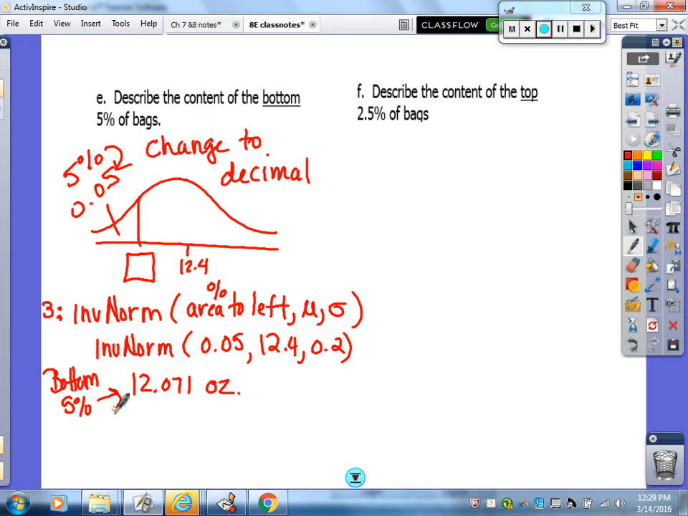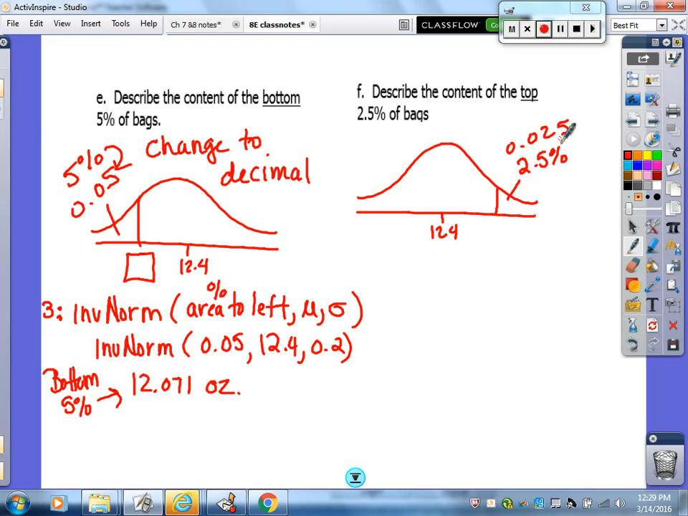All right, so that's if they tell you a bottom. Remember, we need area to the left. So look at the next question, however. So here again, we got our curve, 12.4. This says the top 2.5%. All right, change it to a decimal, 0.025. So I'm looking for this cutoff here. Now, this is the top. I've got to have the area to the left. Now, remember, the area under the curve is equal to 1, so I want this region here.